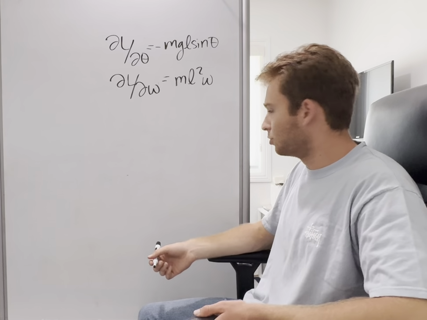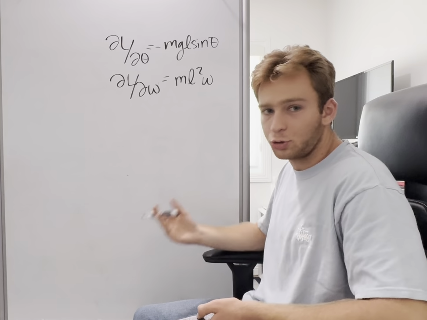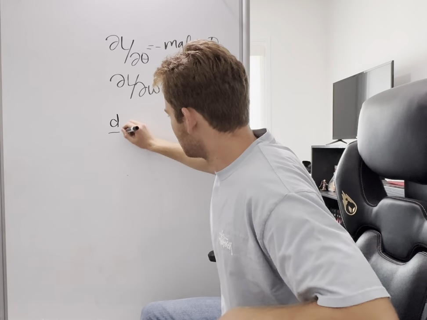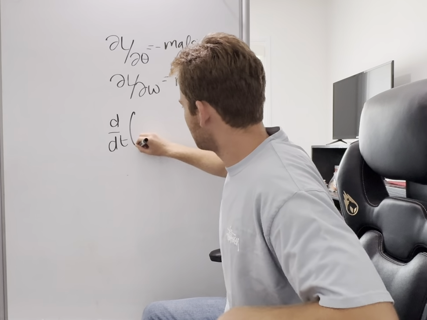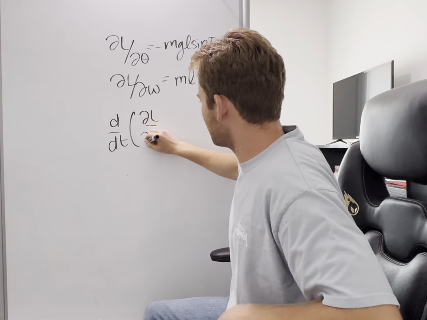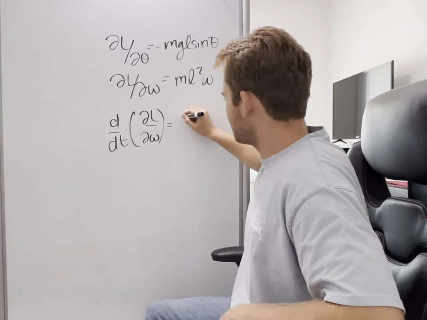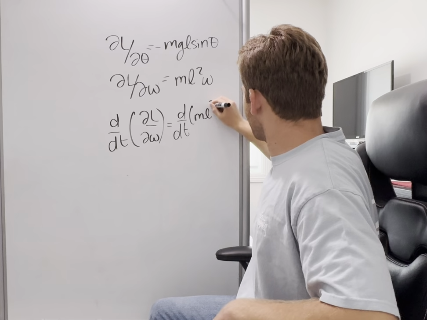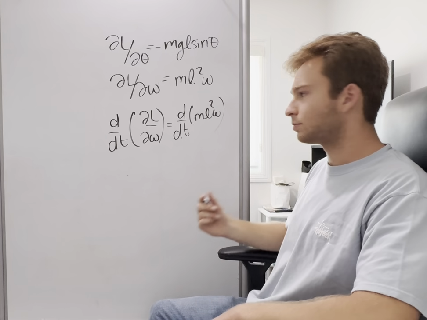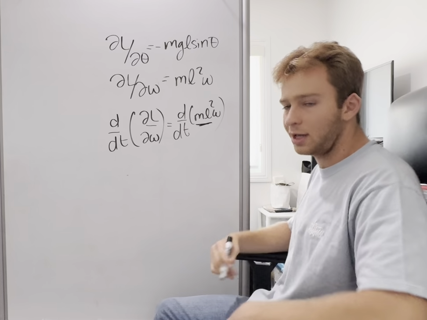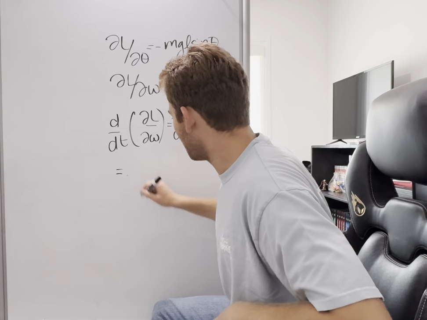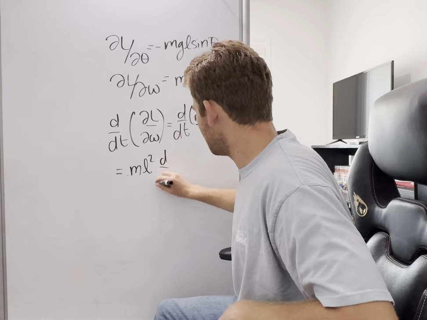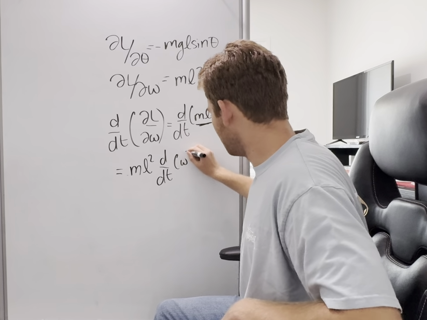Now, if you remember correctly, the Euler-Lagrange equation called for the time derivative of this term, and so that's what we're going to do. So we have d by dt of dL by d omega, and that is the same thing as d by dt of mL squared omega. Now, mL squared is a constant. We can pull that out, and so you get mL squared d by dt of omega.